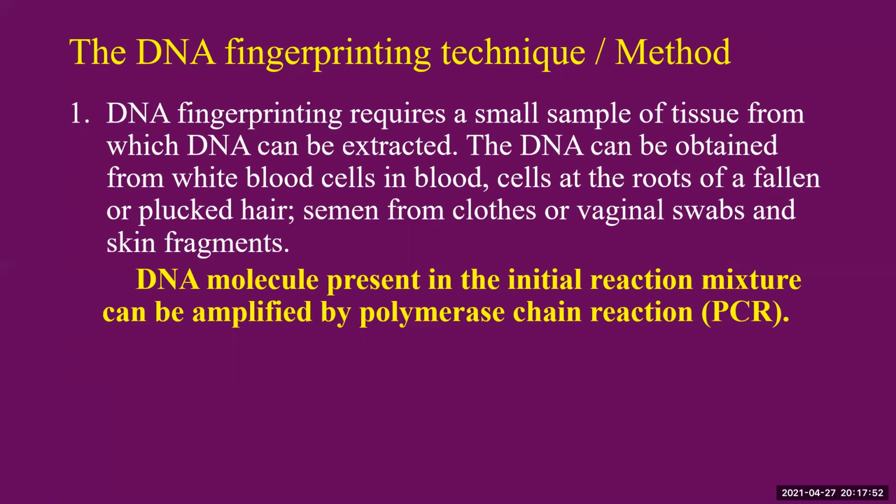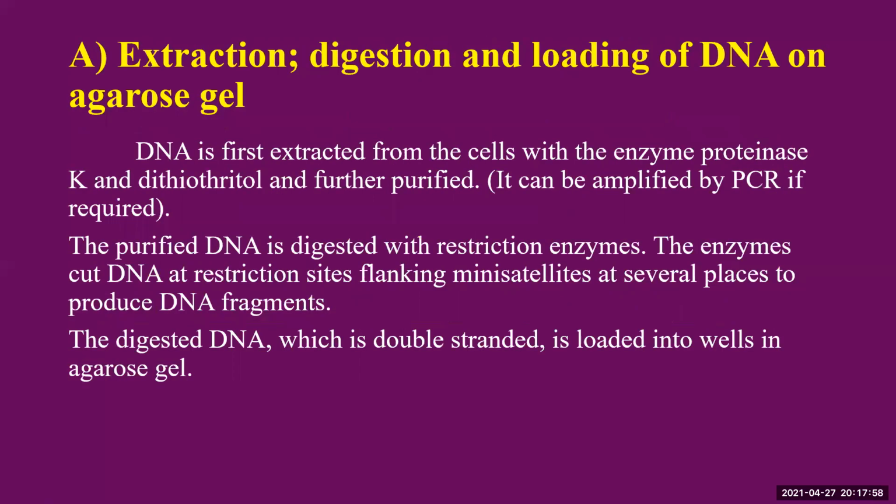DNA molecules present in the initial reaction mixture can be amplified by polymerase chain reaction. So what are the steps? Step number 1: extraction of DNA, digestion of the DNA, and loading of DNA on agarose gel. Firstly, we extract the DNA from the cells, whatever tissue or cells we have collected. DNA isolation we have already studied.